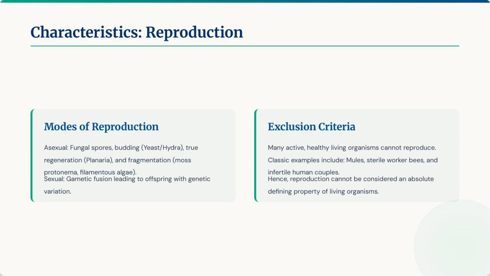However, it's important to note that not all living organisms reproduce. Some healthy, active organisms cannot reproduce at all. Classic examples are mules, which are sterile hybrids, worker bees who are infertile, and certain human couples who face infertility. Because of this, reproduction cannot be considered an absolute defining characteristic of all living organisms. It's a key feature for many, but not an essential property for all life forms.